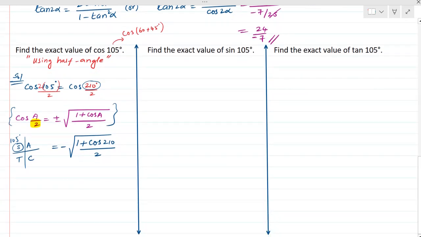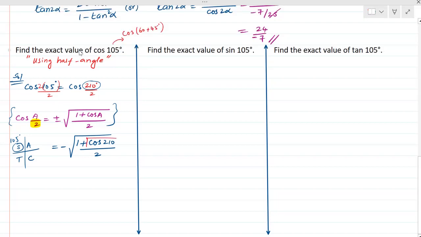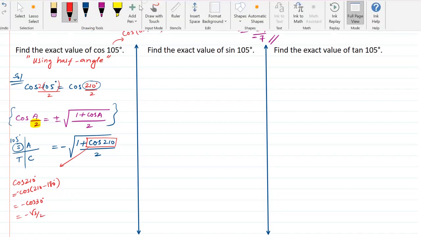Now, I just calculate this value using the reference angle. What is this one? Cosine 210, how will you write it? Cosine 210 minus 180. Since it is in the third quadrant, therefore minus, it is minus cosine 30. What is minus cosine 30? Minus root 3 over 2. So I got minus root 3 over 2.